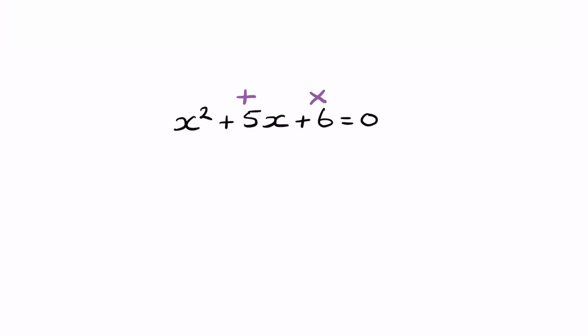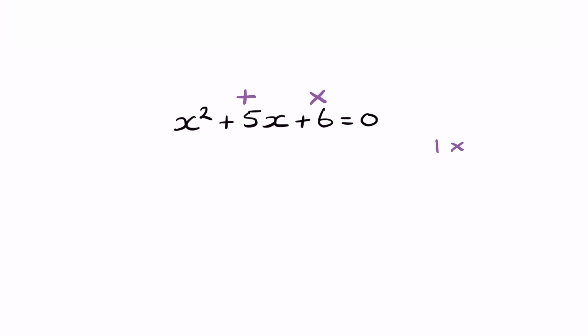And I always say focus on the factors rather than this, because once you've found the factors, you can then confirm that you've got the right numbers. Take your working out over to the right and think of the factors of 6 and write them down.